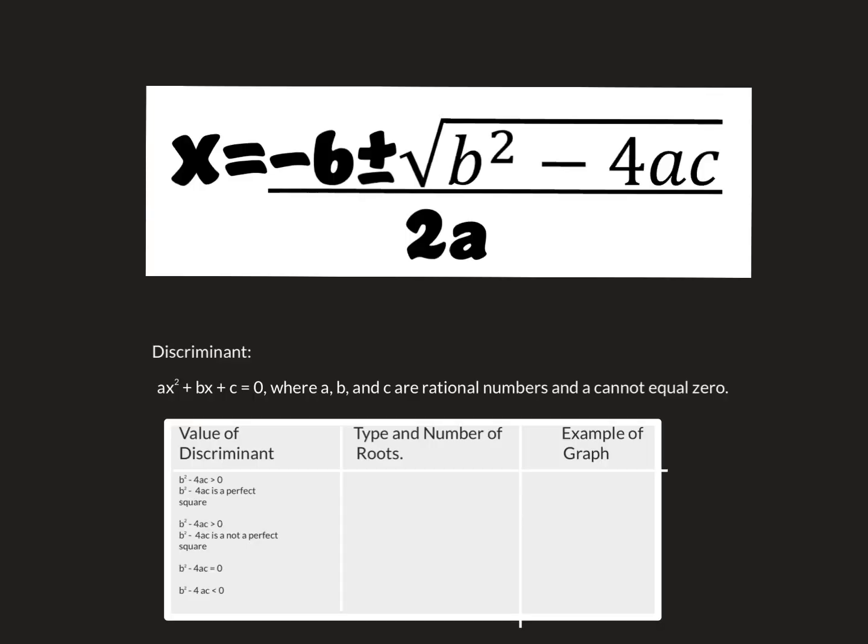So here is the quadratic formula. X equals negative b plus or minus the square root of b squared minus 4ac all over 2a.